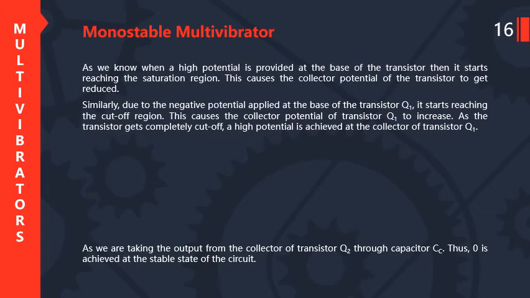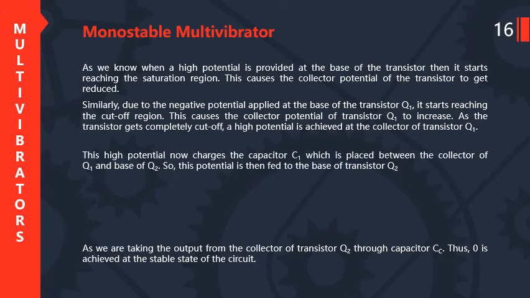As we know, when a high potential is provided at the base of the transistor, then it starts reaching the saturation region. This causes the collector potential of the transistor to get reduced. Similarly, due to the negative potential applied to the base of the transistor Q1, it starts reaching the cutoff region. This causes the collector potential of the transistor Q1 to increase. As the transistor gets completely cut off, a high potential is achieved at the collector of the transistor Q1.